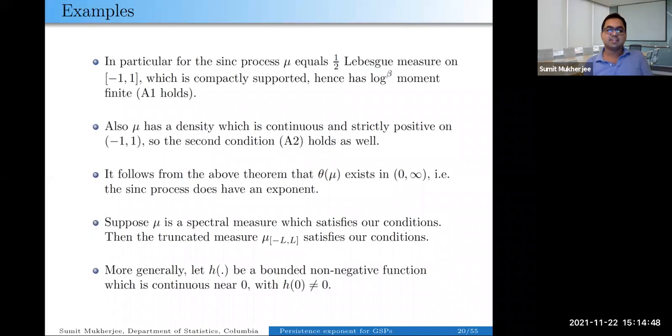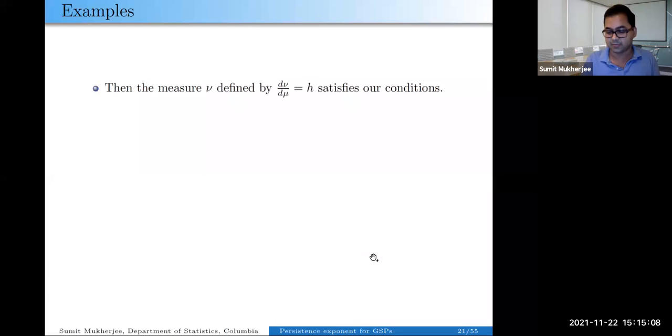More generally, take a function h which is a bounded non-negative function. You need some nice conditions near 0, and h(0) is positive. Again, you can relax these conditions, you can let h grow, so you can play around a bit, but let me just give you some sufficient conditions here. Then if you construct this measure nu, which is absolutely continuous with respect to mu, this also satisfies our conditions.